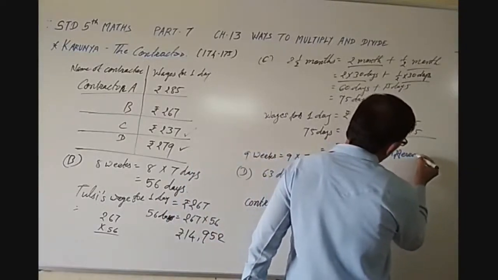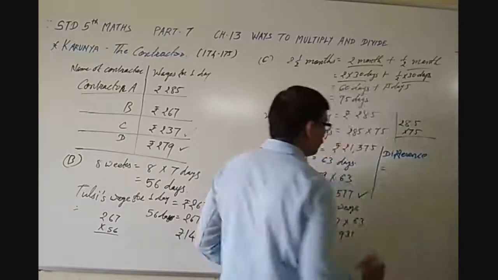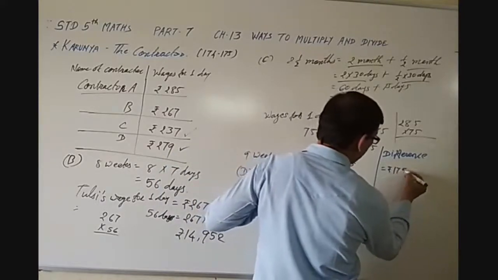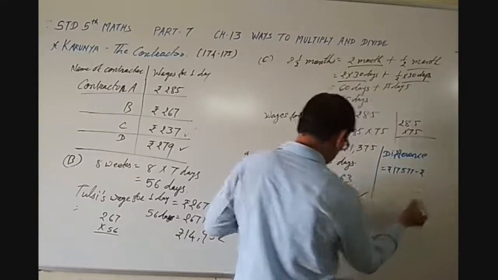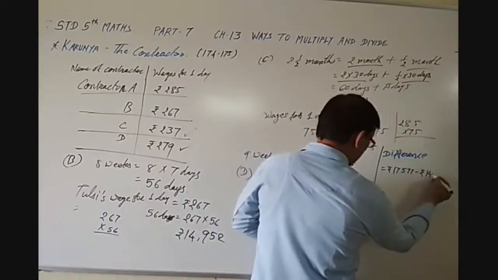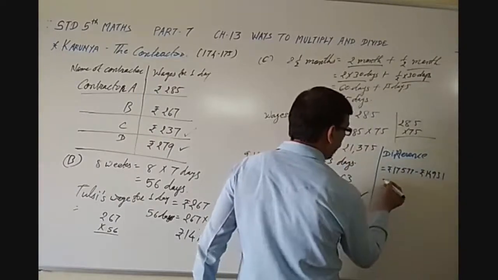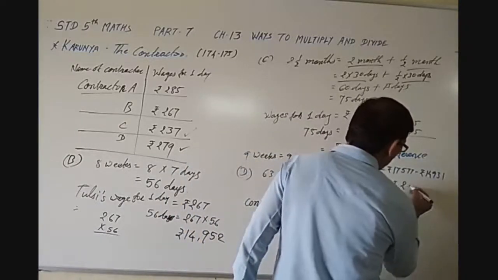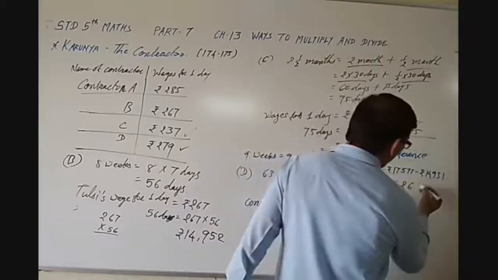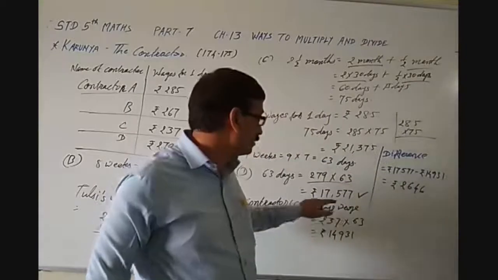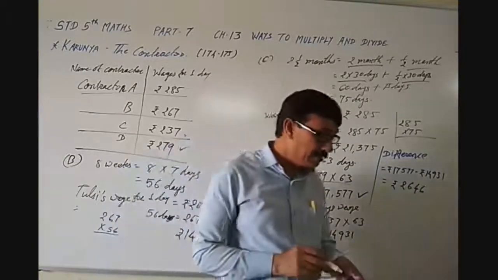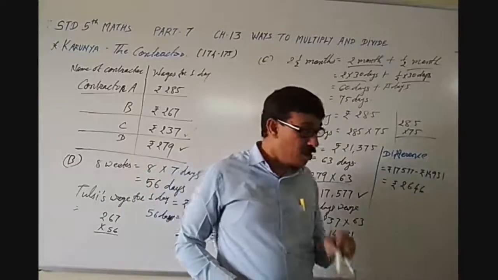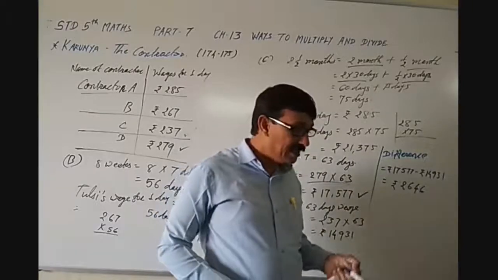Difference is equal to rupees 17,577 minus rupees 14,931, isn't it? The answer is 2,646. So this is the difference. Okay, now you should answer like that. Thus a worker will get 2,646 more at contractor D than at contractor C.